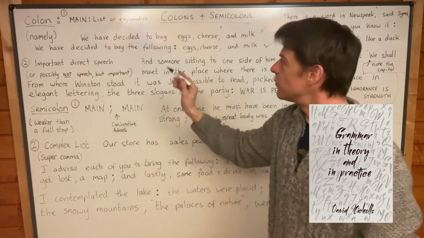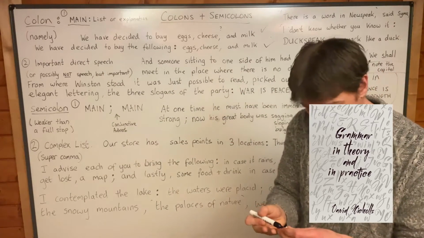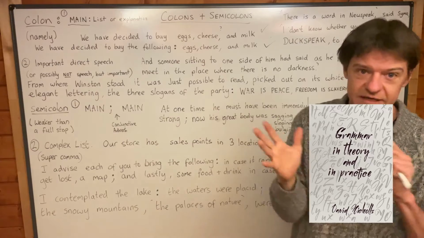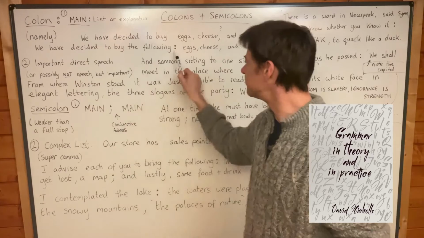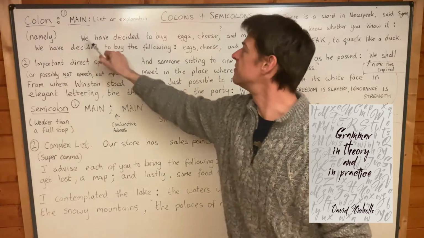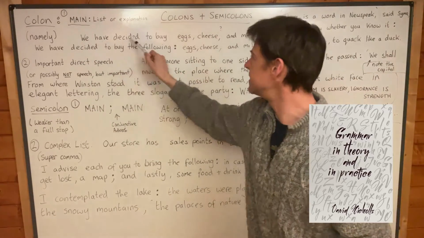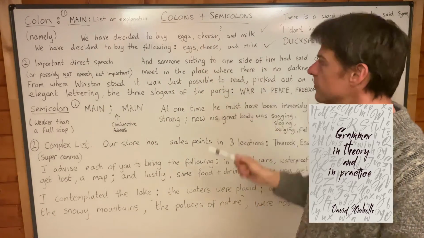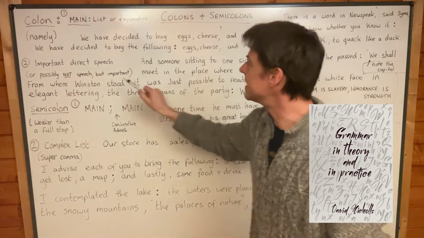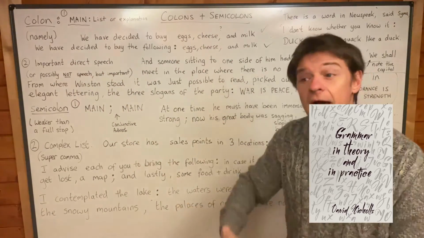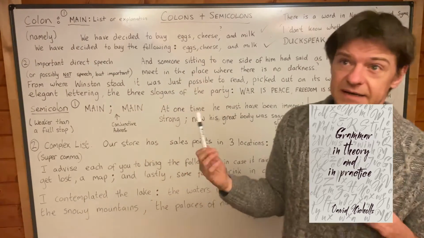And so do be aware that when you're using a colon, you ought to have, in academic English, something that academic study guides recommend, the main clause before the colon, and not that, because that doesn't warrant a colon. That just warrants one sentence. We have decided to buy eggs, cheese and milk. So I hope that's clear, and I hope you can see how you can use the word namely. We have decided to buy the following, namely eggs, cheese and milk. That will help you understand the colon a little bit better.